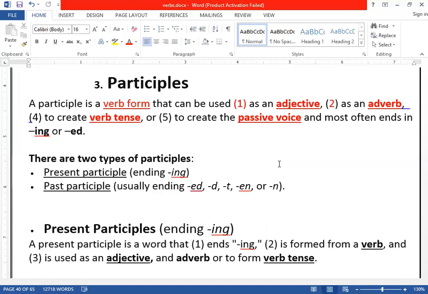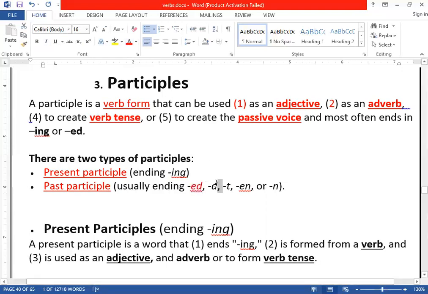Now let's talk about the types of participles. Clear? How many types of participles do we have? There are two types of participles. Number one we call the present participle, and the second one we call the past participle. We can say that the ing form of a verb is called the present participle. The third form of the verb is called the past participle. Present participle is verb plus ing, and past participle is the third form of the verb. Like the third form of the verb, it can end with ed, clear?